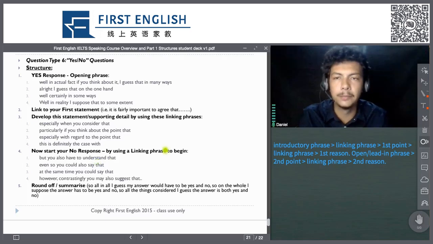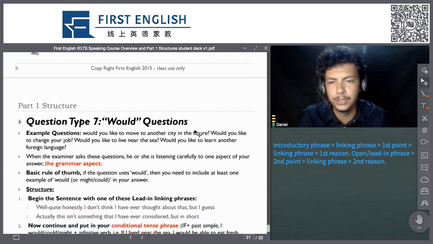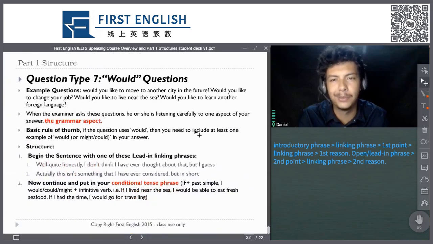Okay. So that is question type number 6, and that leads us into the last question type, probably one of the more simple question types, I would say, which are would questions or would type questions. So for would type questions, an example question would be something like, would you move to another city in the future? Would you like to change your job? Would you live near the sea? Would you like to learn a foreign language?